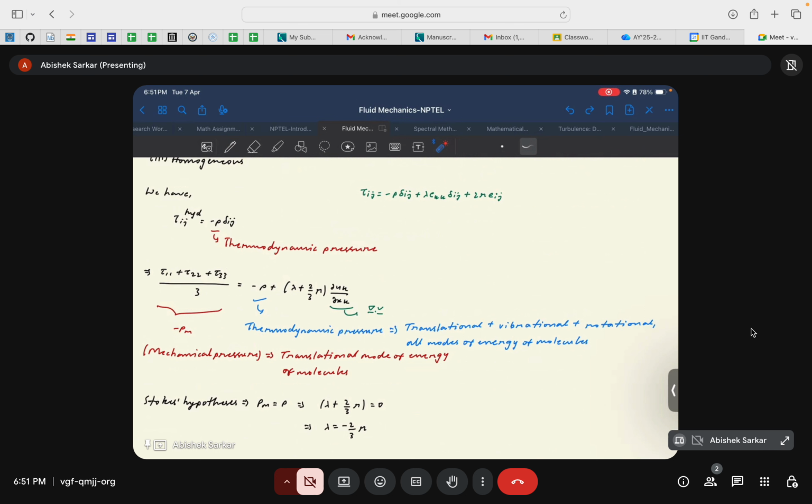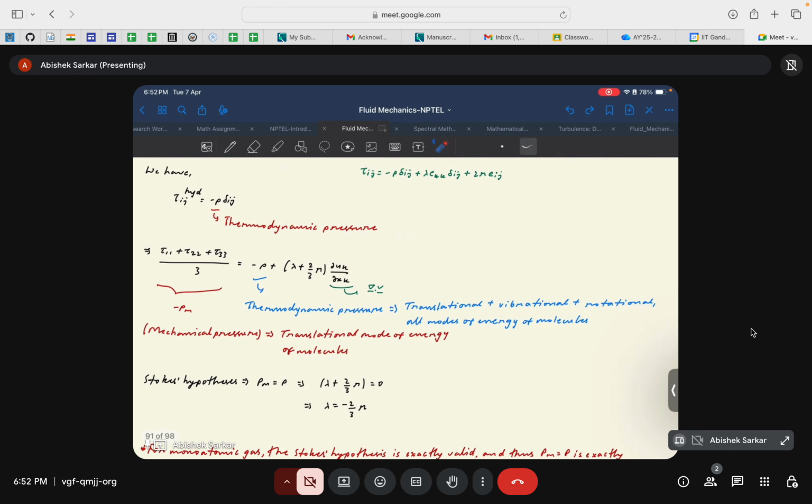Now we very clearly know that (tau 11 plus tau 22 plus tau 33) divided by 3 actually represents the mechanical pressure. So this is the mechanical pressure, minus this is equal to minus pm, and on the right hand side we have a pressure term which is basically the thermodynamic pressure, minus p plus (lambda plus 2 by 3 mu) dou uk by dou xk. The mechanical pressure is basically the implication of the translation mode of energy of molecules, and the thermodynamic pressure is translation plus vibration plus rotational mode of energy of the molecules.